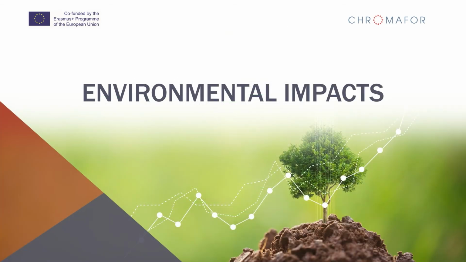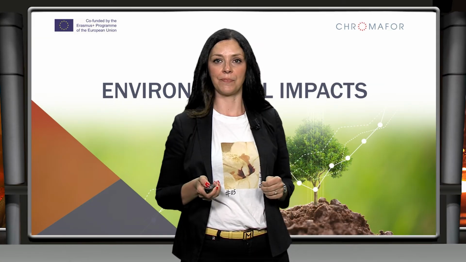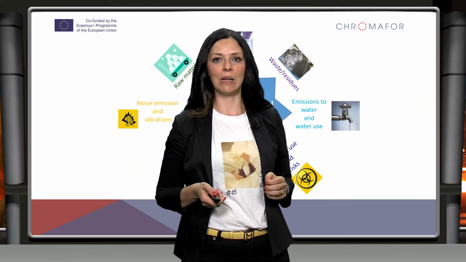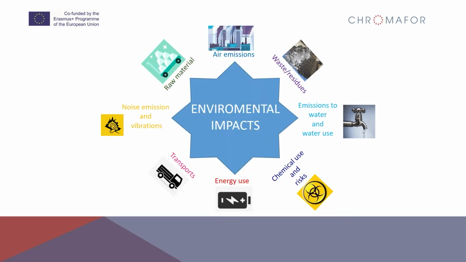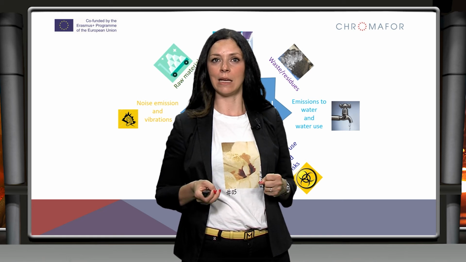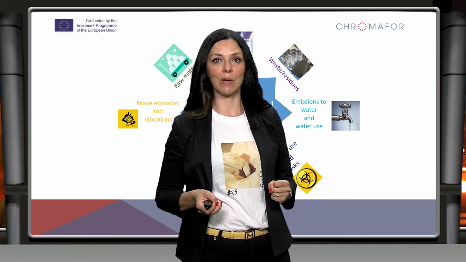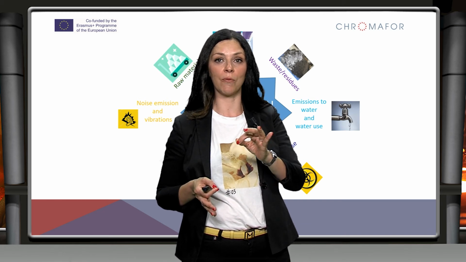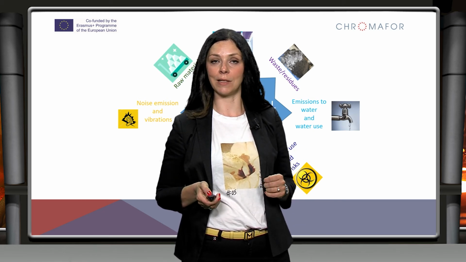Now let's see in more detail the environmental impacts of the systems. There are many sources of environmental impact when you deal with the production process. For example, raw materials, air emissions, waste and residues, emission to water and water use, chemical use and the risks related to chemical use, energy use, and transport, and other things such as noise and vibration. We know that one of the most important sources of environmental damage is, of course, transport and air emissions, but production processes also generate quite a high impact on the environment. So the goal for each firm has to be to reduce the environmental impact of each of the drivers we talk about in this slide.